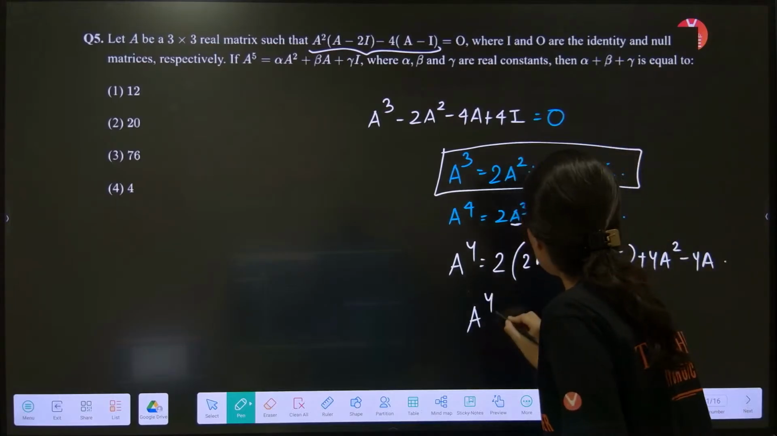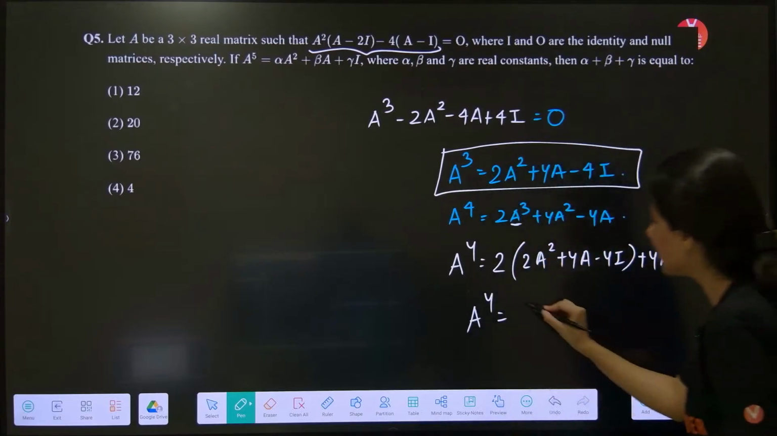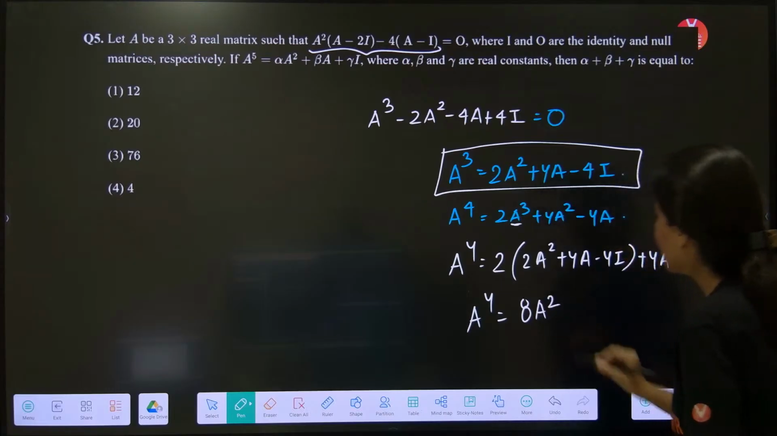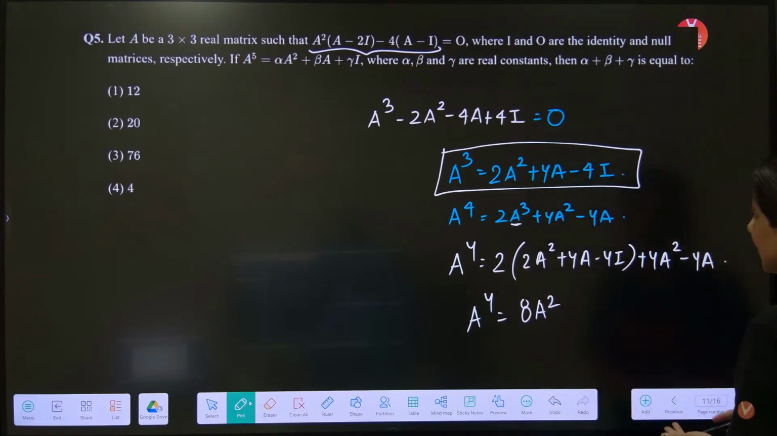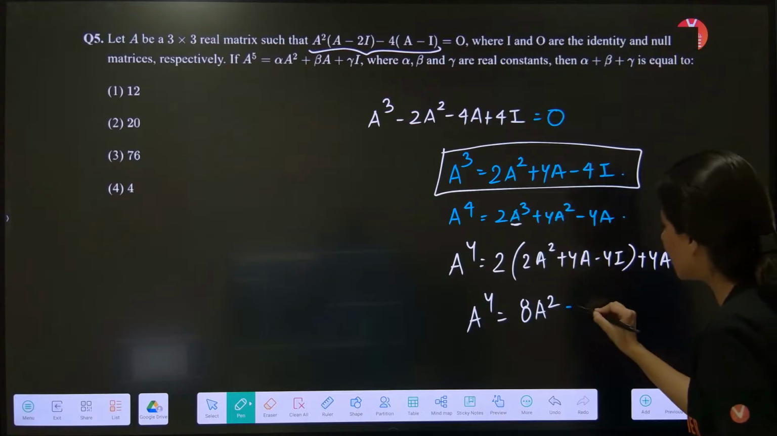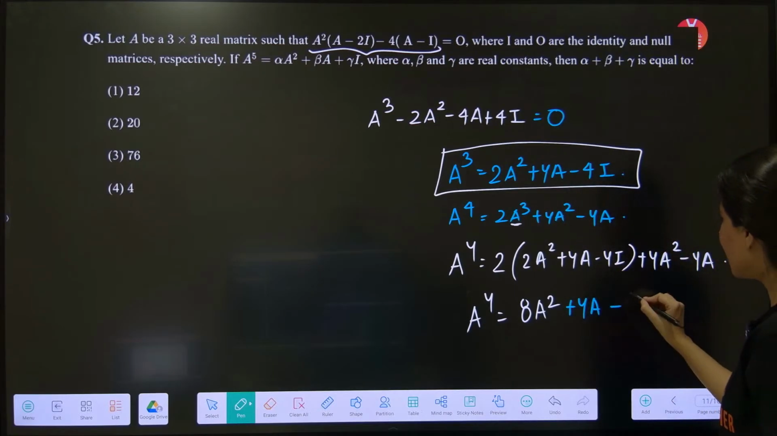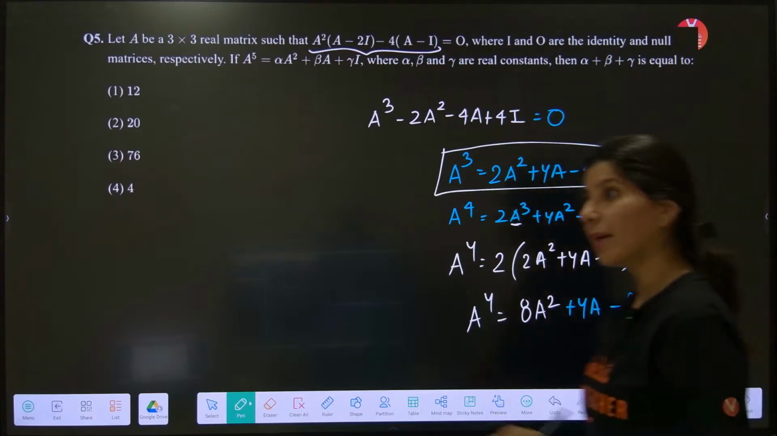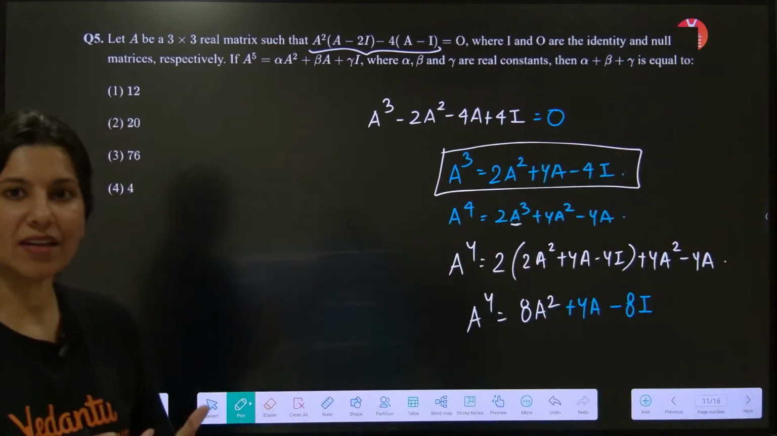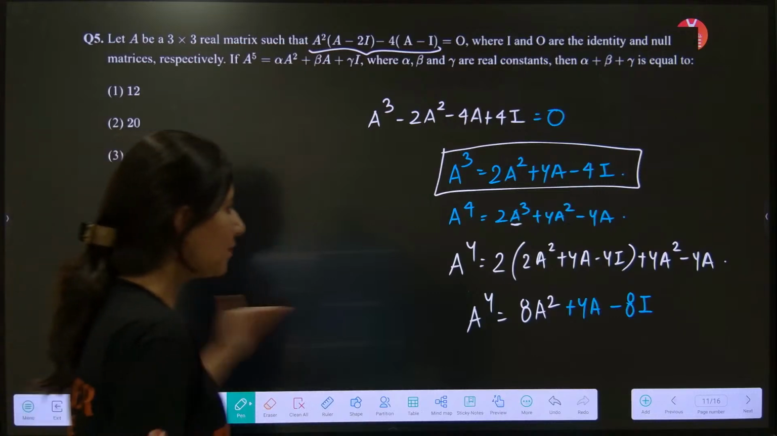So a power 4 will be what? 4a square plus 4a square, 8a square. 2 4s are 8a. So 8a minus 4a plus 4a. And you know what? This is going to be minus 8i. A power 4.